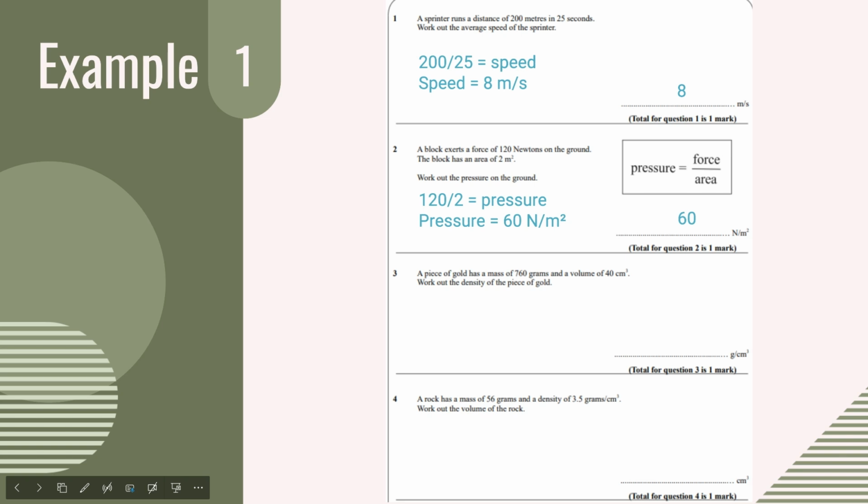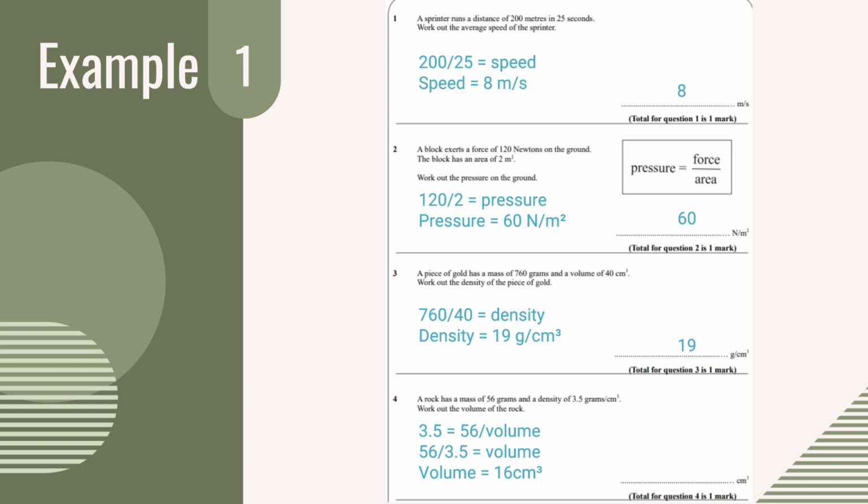Now, in our third question, a piece of gold has a mass of 760 grams and a volume of 40 centimeters cubed. Work out the density of the piece of gold. So do mass divided by volume, which is 760 divided by 40 equals our density. So our density is 19 grams per centimeter cubed. In our fourth question, a rock has a mass of 46 grams and a density of 3.5 grams per centimeter cubed. Work out the volume of the rock. So 3.5 would equal 56 divided by the volume. So we do 56 divided by 3.5. This gives us the volume. So the volume is 16 centimeters cubed.